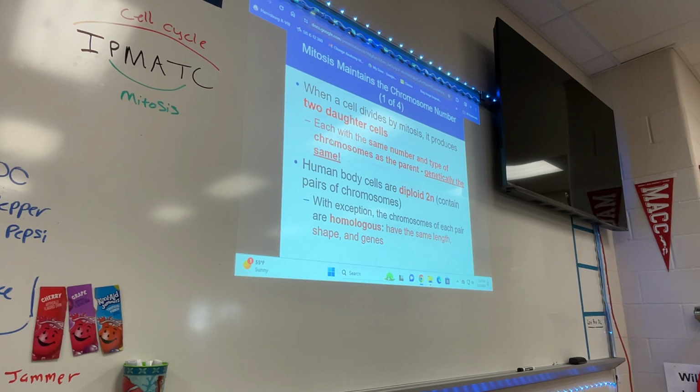Weird traits. Genetics is so fun. I can't wait for that. That's our next unit, genetics. It's going to be a fun unit. I really like genetics.